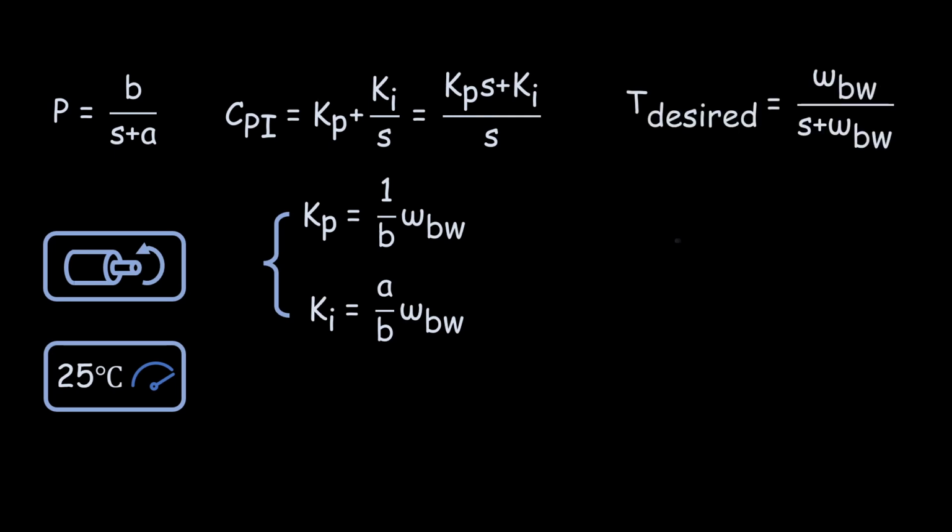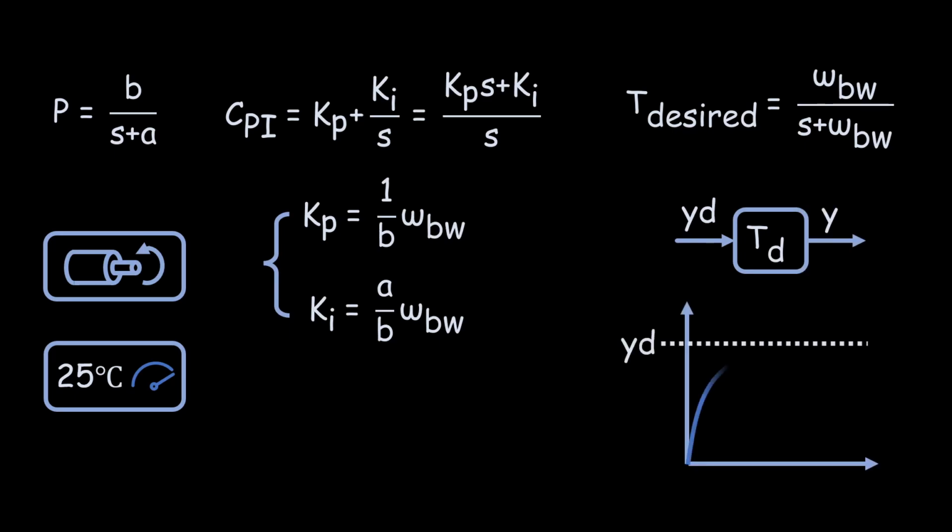This will transform the closed-loop system into a first-order system with desired bandwidth, meaning that when desired Y is the input, the system will converge to desired Y. Additionally, a higher bandwidth results in faster convergence time.